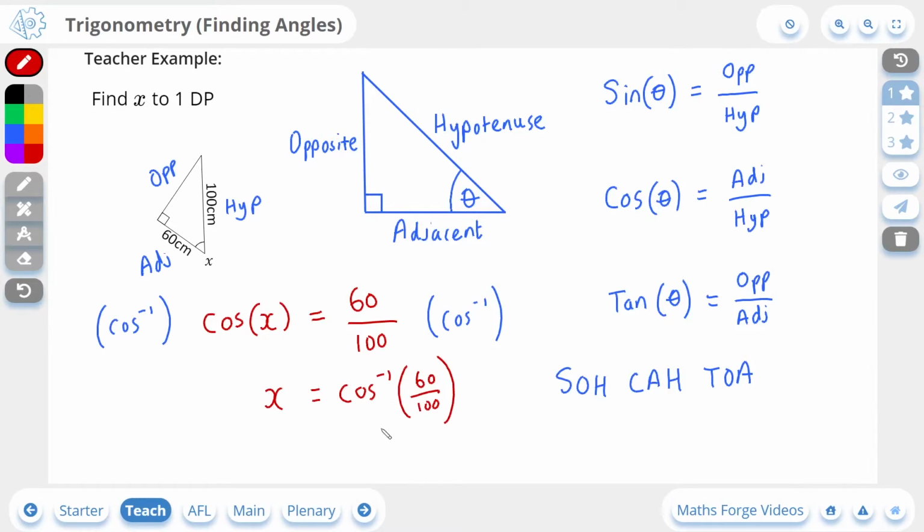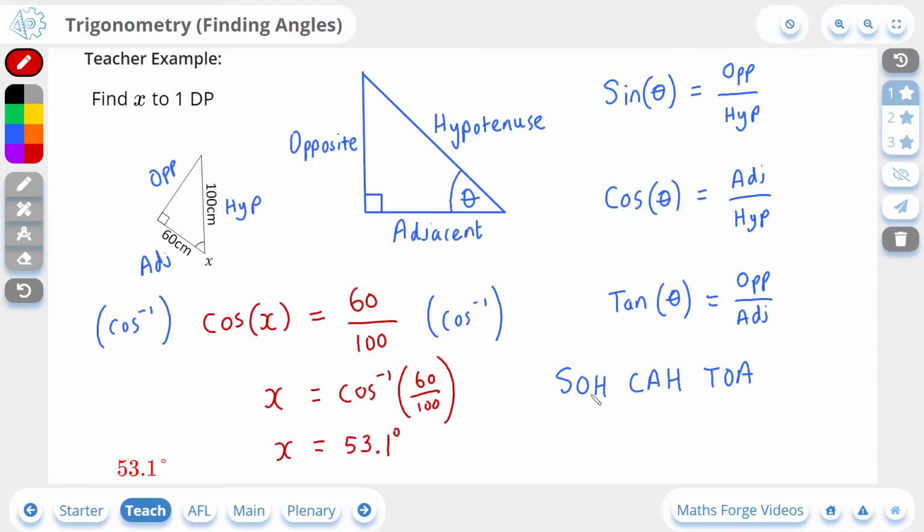So once you've confirmed that your calculator is set to degrees, we can input this into our calculator exactly how it looks. And most of the time, to get arc cos on your calculator, you have to click on Shift and then cos. Putting this into our calculator, we get the following: x is equal to 53.1 degrees to the nearest decimal place. And if we check our answer, there it is.